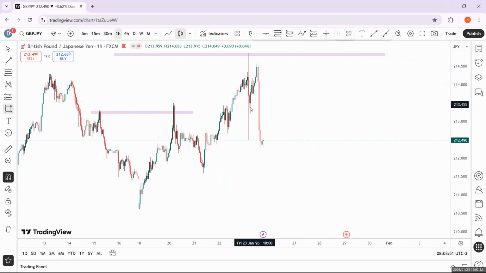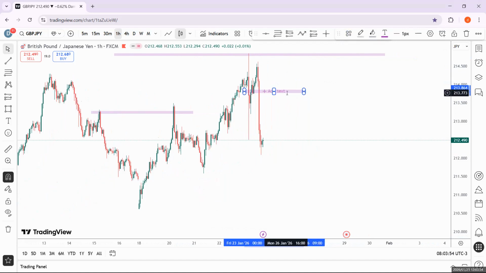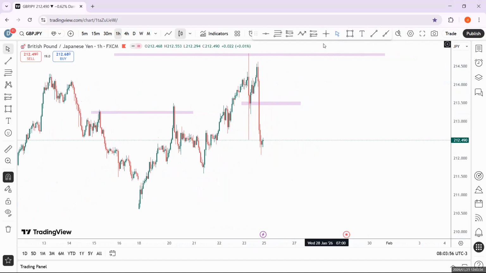We saw prices give a change of character right here. The last higher low got taken off right here. This is where the change of character happened. I can put it as change of character. So when prices sold for the change of character, what did prices do?